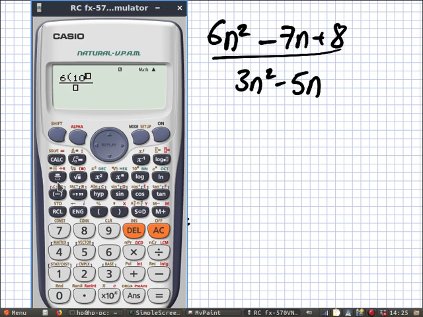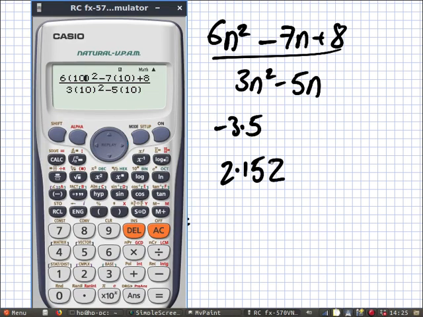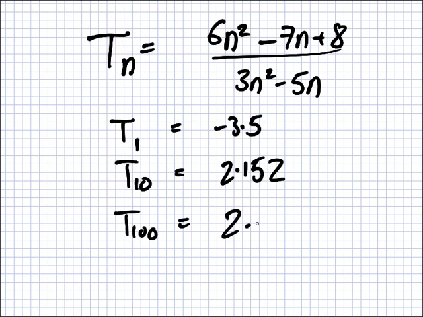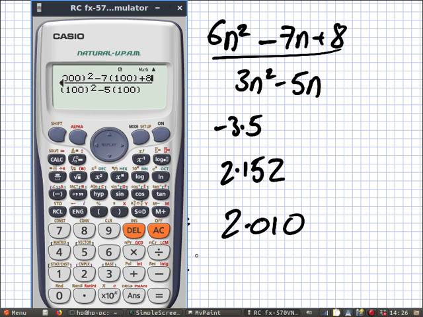Six times 1 squared, minus 7 times 1 plus 8 over 3 times 1 squared minus 5 times 1. So did you all get minus 3.5? Next, the 10th term. Just put in 10. That will be, in this case, 2.152. The 100th term: 2.010, and one more, the 1,000th term. I expect this to be even closer to 2. Whoa. Yeah, 2.001.